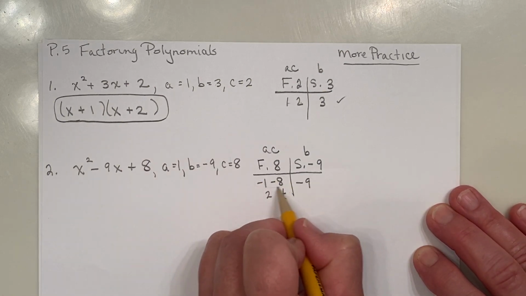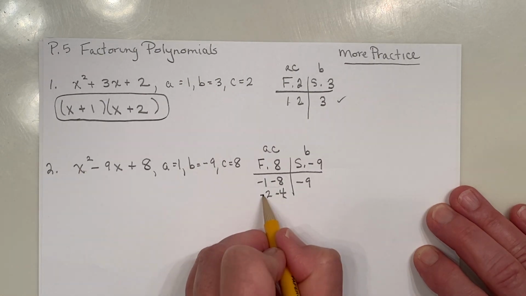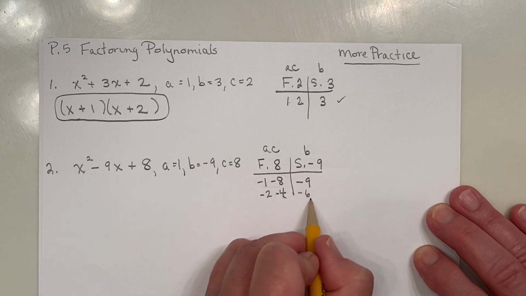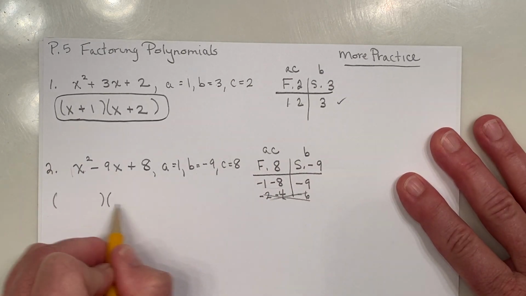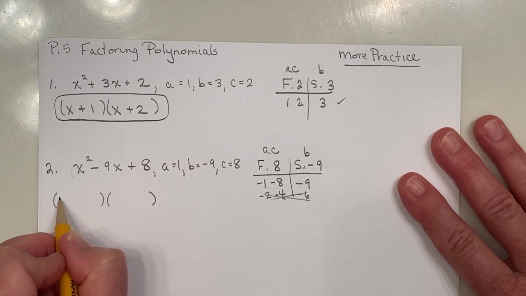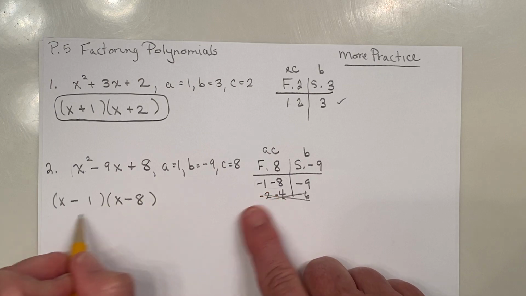So this is going to be the set of factors that I'm going to use to create my multiplication problem. Even if I went forward and added these two negative numbers, that's -6, and that won't work. Because A is 1, it should be an easy factor. We go right to the multiplication problem. So X up front in both, and then a -1 and a -8.